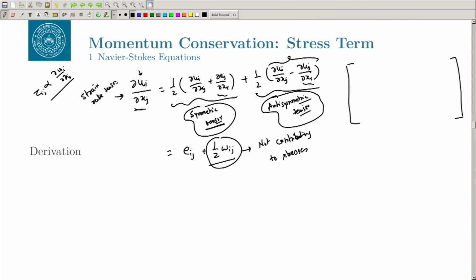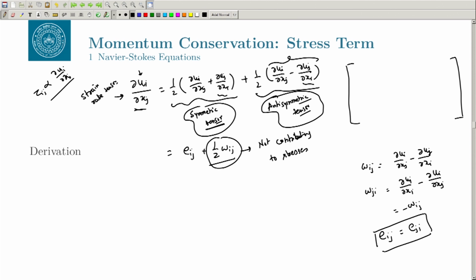So, if I write it as Aij, or just omega ij, right, that will be del u i by del x j minus del u j by del x i. So, if you do omega ji, that will become del u j by del x i minus del u i by del x j, right. So that is basically minus omega ij. So you can see this is an anti-symmetric tensor. On the other hand, if you write this Eij, you can exchange j and i, it will remain the same, that will become Eji. So this is the symmetric tensor, right?